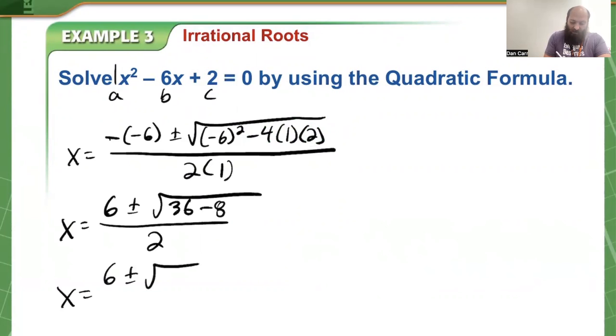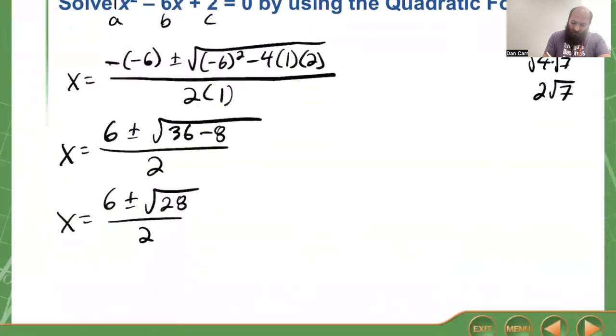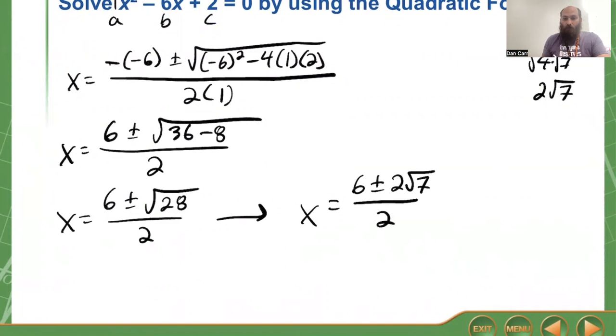6 plus or minus the square root of 28, all over 2. Now, to help with this problem, I'm going to do it very quickly. Let's break down the square root of 28. That is the same as 4 times 7, so I can take the square root of that. This turns into 2 radical 7. So that means this is going to be the same as, I'll just rewrite it over here, 6 plus or minus 2 square root 7, all over 2.